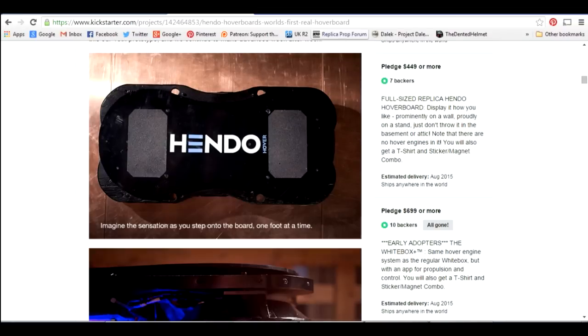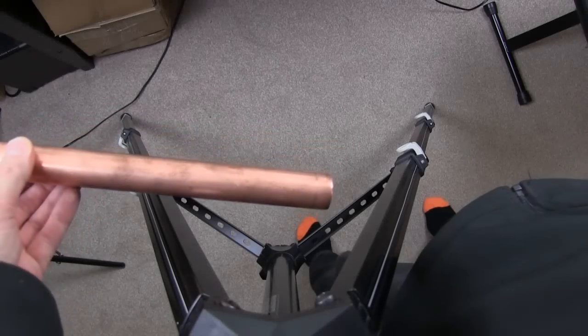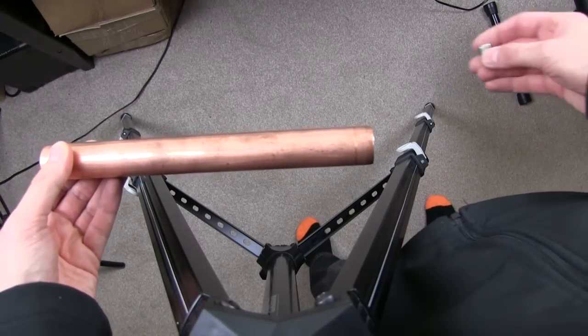This thing is quite big though. If we just look at these other pictures, you can see it's quite substantial, and it's got these four hover motors on it.